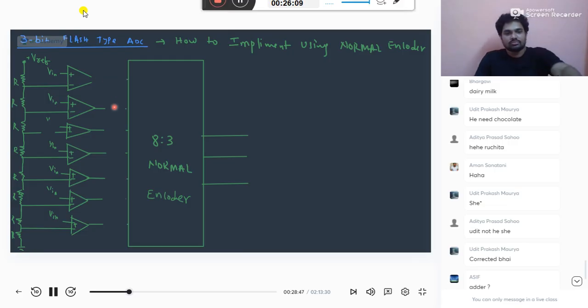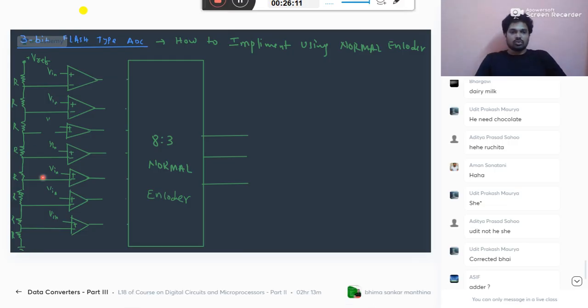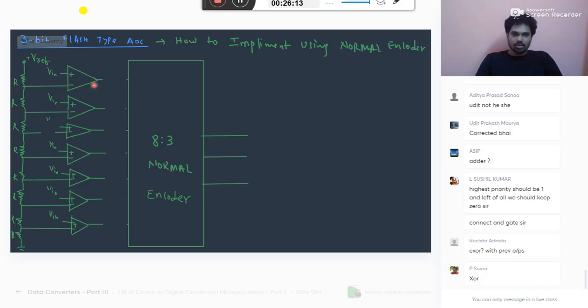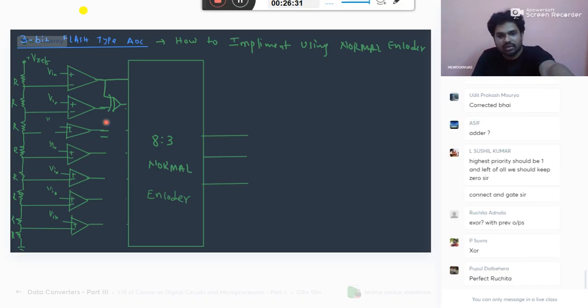Listen here. Very good. So this can be directly connected. For this, you can use XOR. And here also you can use, wait, XOR of these two. And here you can use XOR of these two.